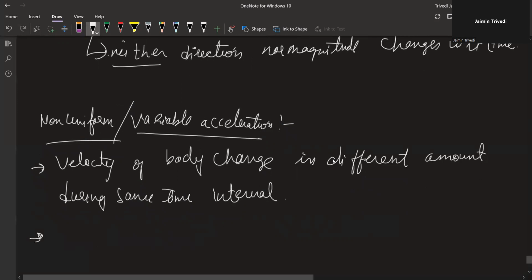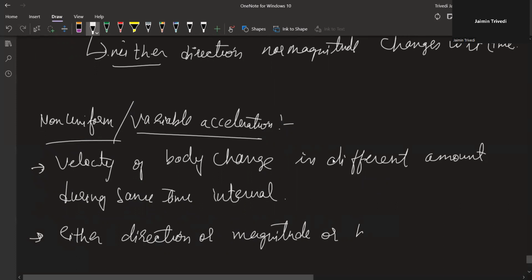Now in this case, either direction or magnitude or both change with respect to time.